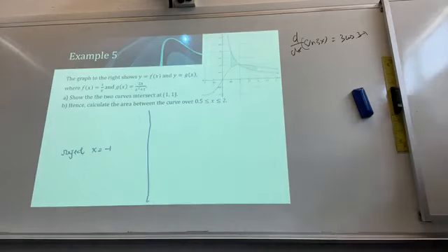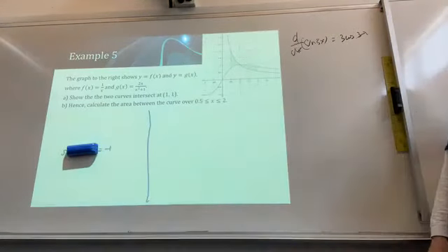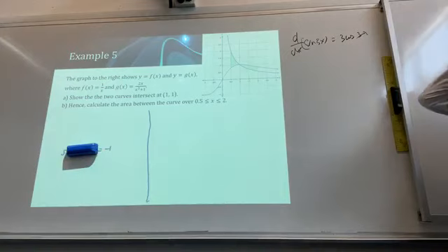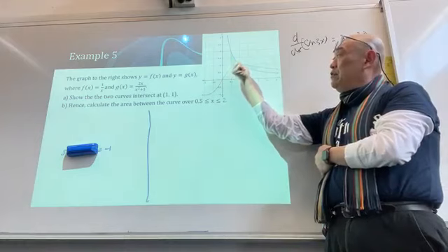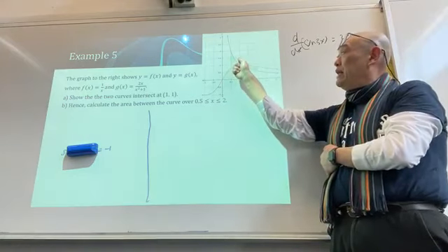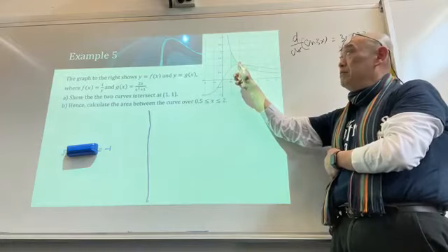Now, the next one is interesting. You've got a graph. f(x) is 1 over x and g(x) is 2x over x squared plus 1. Alright? Do that first. You need to actually show that the intersection between the two graphs is 1, 1. Alright?